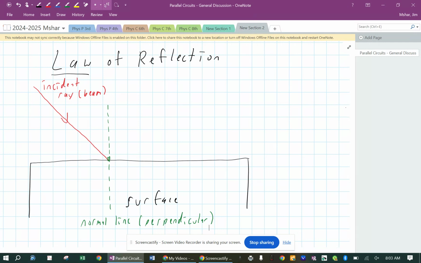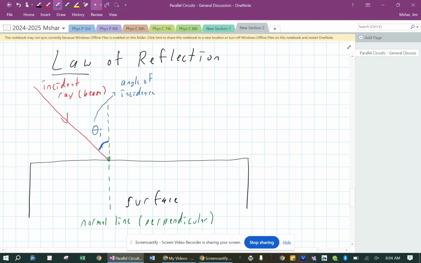The angle between the incident ray and that normal line, this angle right there, okay? I'm going to label that theta. That's the symbol for angle, and a little sub I for incident. And I'll go ahead and label that as the angle of incidence. Okay, or incident angle, you might hear both, okay?